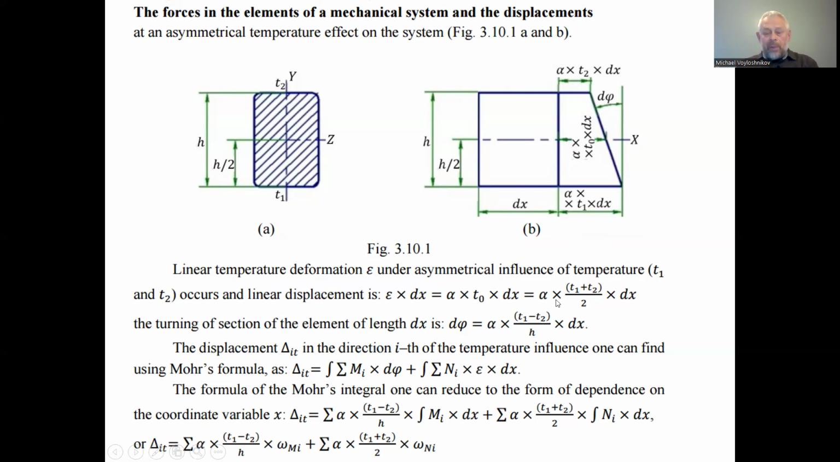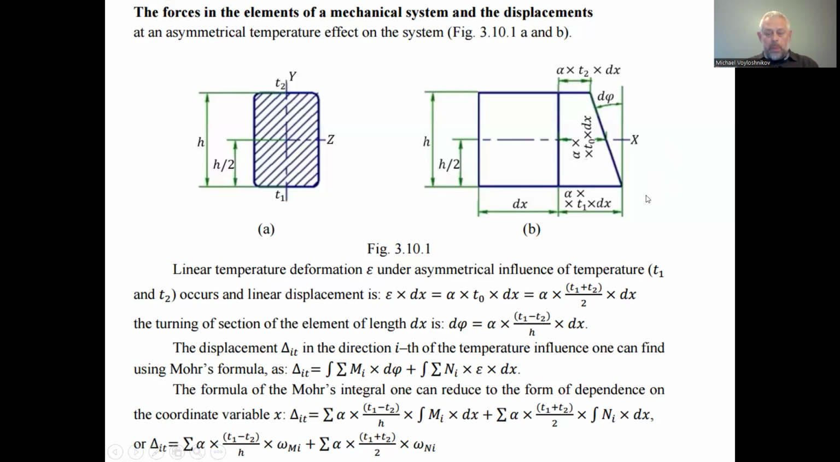And the deformation of this segment of length dx is epsilon product by dx, and so alpha is the coefficient of linear expansion under the action of the temperature, product by the fraction of the middle temperature of the midline of the section, and product by the increment of length of this beam dx.